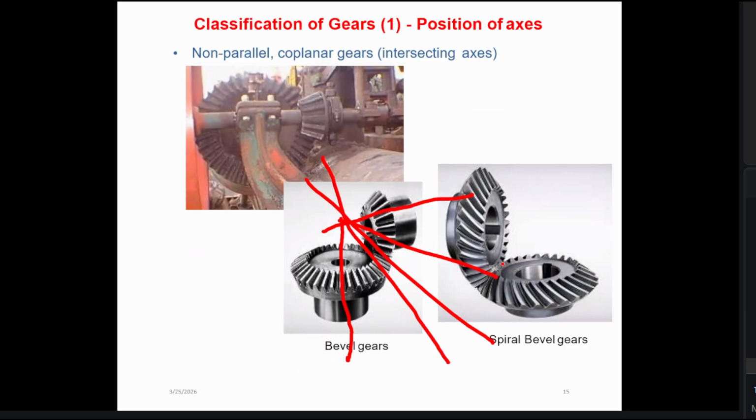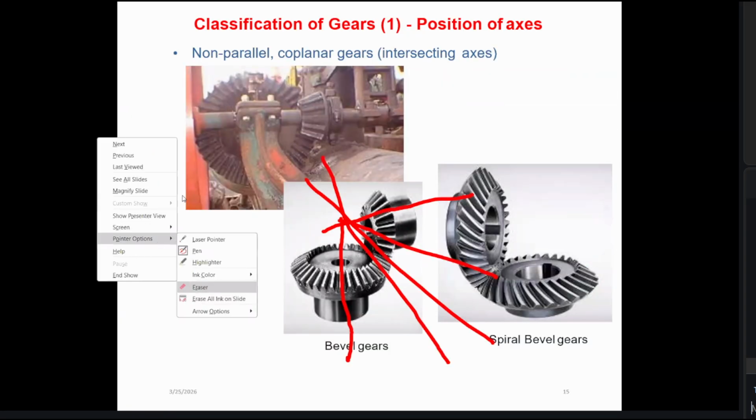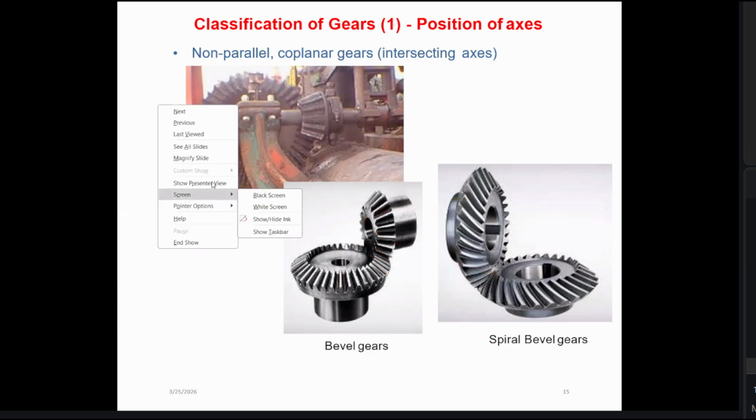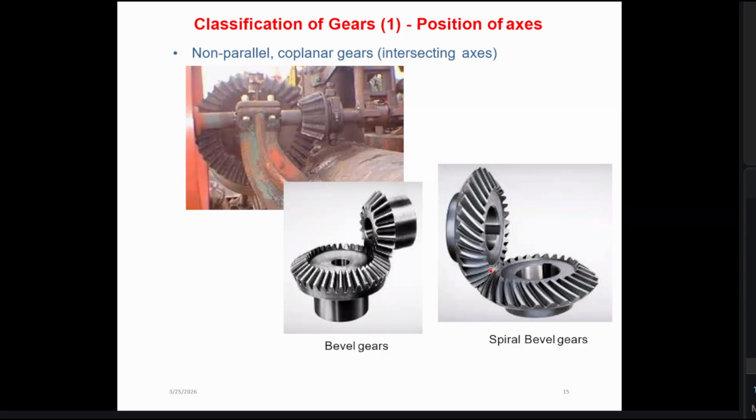Likewise. And even in the bevels, we have spiral bevels, right? Spiral bevels are also capable of transmitting higher powers, higher torques compared to bevels, right? And also the noise generation is also lower.